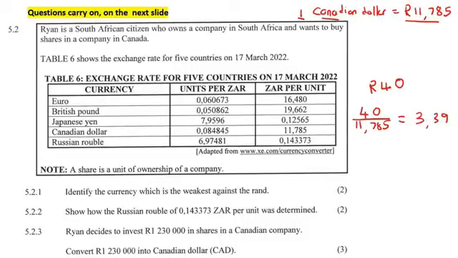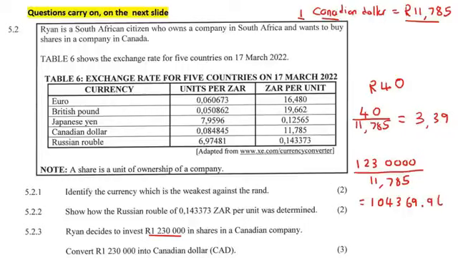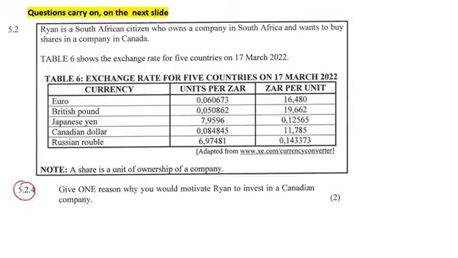Okay? So what if you now have 1.2 million Rand? Well, you're just going to do the same. You're going to say 1,230,000, and you're just going to divide that by 11.785. And if you had to do that, you end up with 104,369, and then let's round to 2 decimal places, 0.96 Canadian dollars. That's how many you would get.